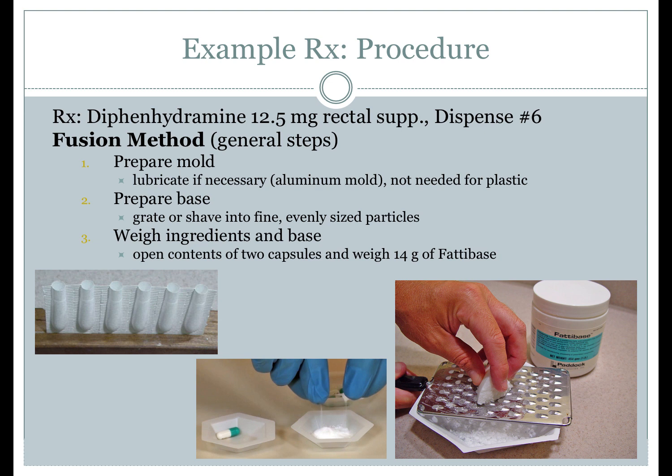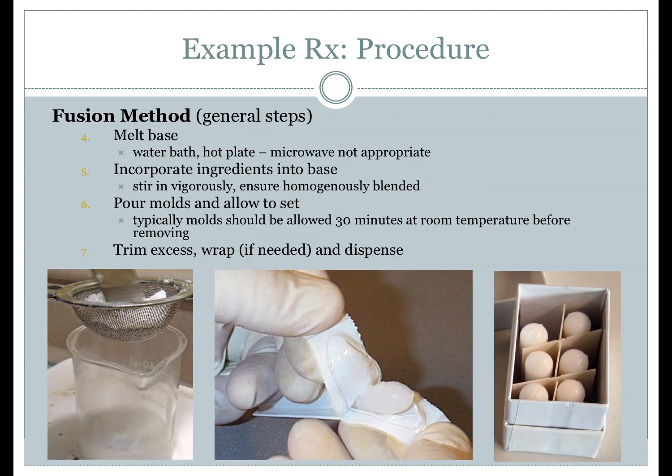Next, prepare the fatty base before weighing. Do this by grating an excess amount of fatty base into small, consistently sized shavings, as shown in the picture on the right. Remember, having small shavings allows the fatty base to melt evenly and helps avoid overheating. When enough fatty base has been grated, weigh 14 grams of the shavings and transfer into a glass beaker.